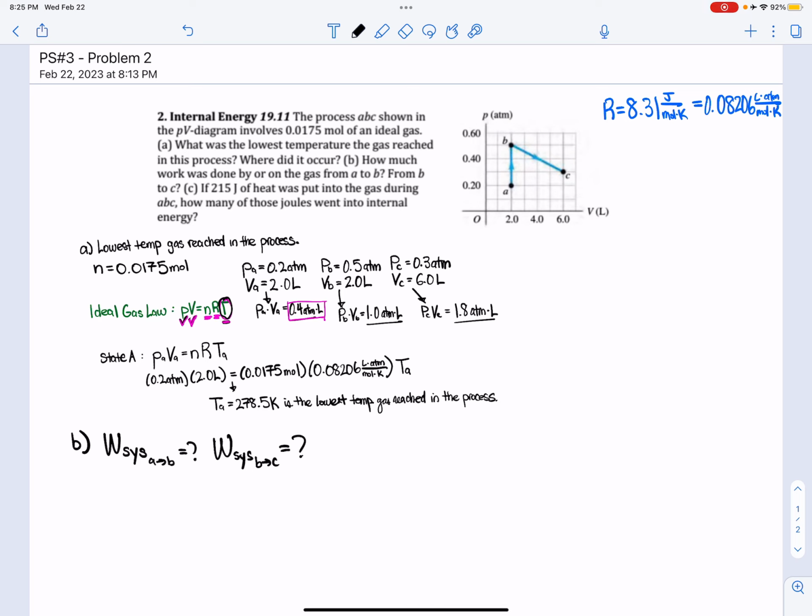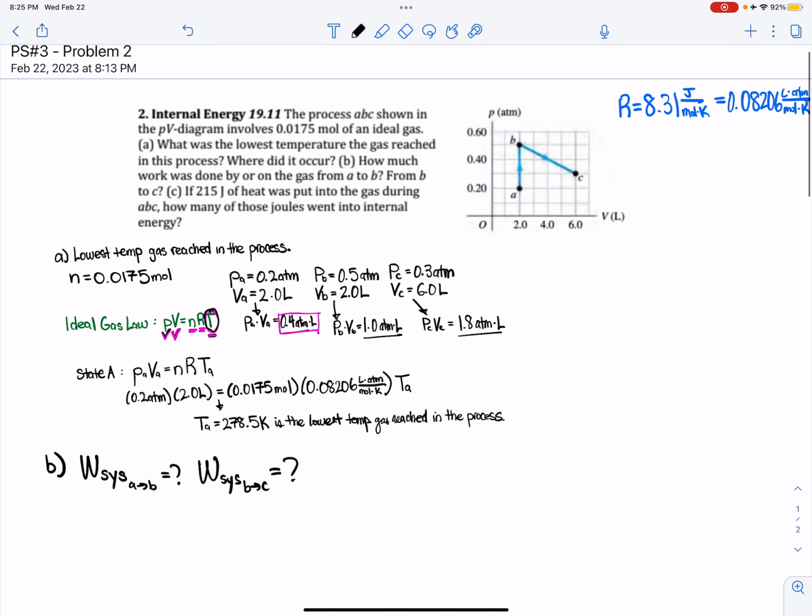Work system is the work done by the gas. Work environment is work done on the gas. But either one, according to the question, you could choose, work done by the gas or work done on the gas. I'm going to choose work done by the gas, which is work system, work done by the system.